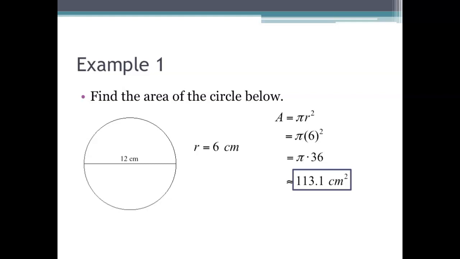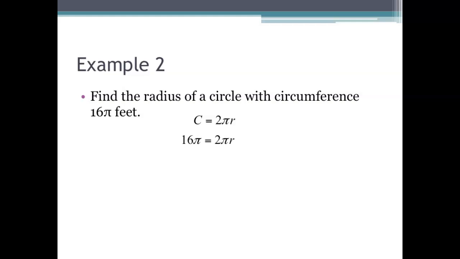Alright, example 2. Find the radius of a circle with circumference 16 pi feet. Now for this one, we're going to be working backwards to determine what the radius has to be. Because we're talking about circumference here, I'm going to write down the formula for circumference. We're told the circumference is 16 pi, and we need to find the radius r of the circle.